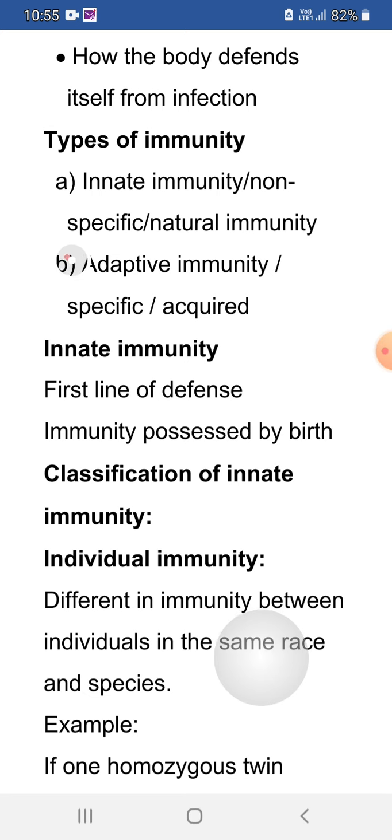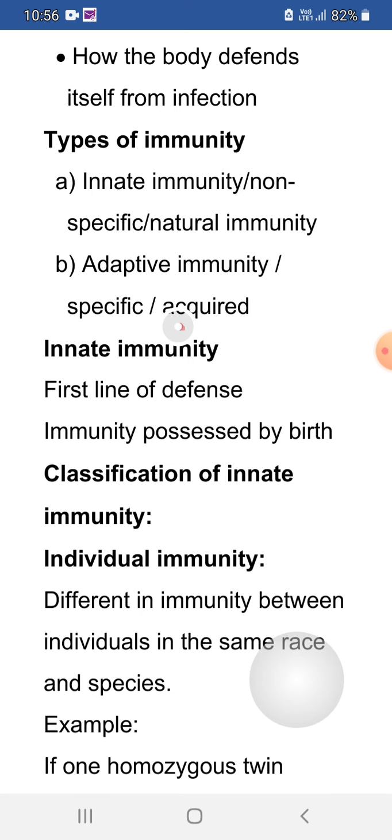Adaptive immunity is immunity that's acquired after birth. So after birth, you are exposed to foreign substances, which may include living ones like bacteria or non-living ones like poison. When you are exposed to them, the body reacts to them and destroys them. This one is specific because the body actually produces chemicals against an individual substance or microorganism.